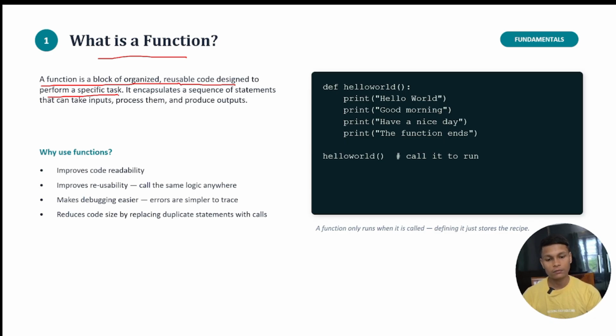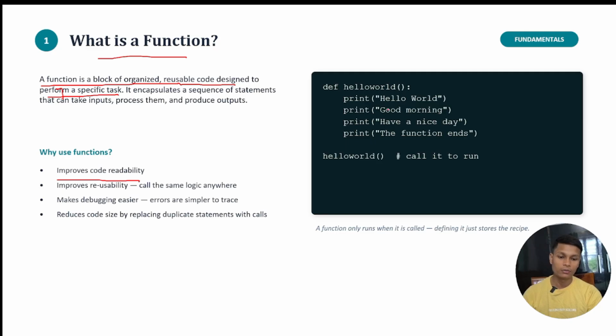You can call the function any number of times, infinite times. If the function is needed to print, then we have to call the function. Why are we going to use a function, what is the importance of a function? Here you can see that it improves code readability. Code readability means it will decrease the lines of code. And how will it decrease the lines of code?